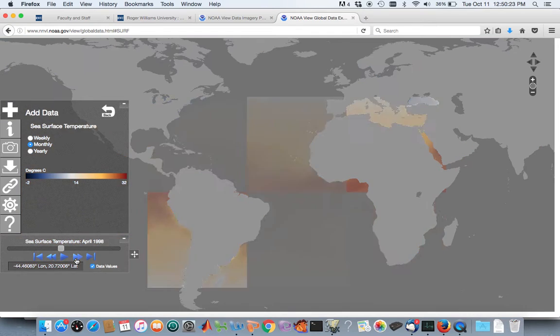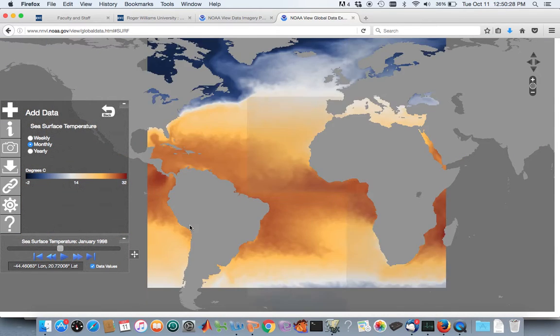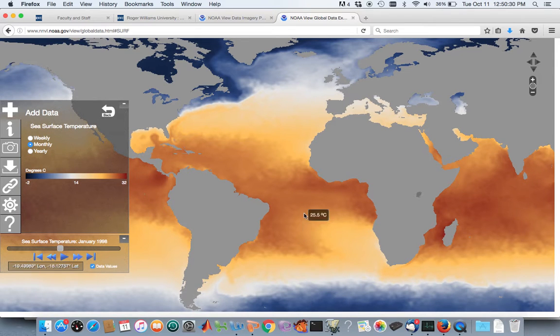Let's start at the month of January. This is January 1988, and the equator is right here. And you can see that in the southern Atlantic Ocean basin, the sea surface temperatures are warmer than in the northern Atlantic Ocean basin. And why? Because during January, the southern hemisphere is tilted towards the Sun, and so there's more energy per unit area being absorbed in the southern hemisphere than the northern hemisphere.